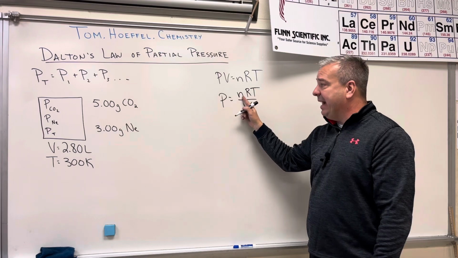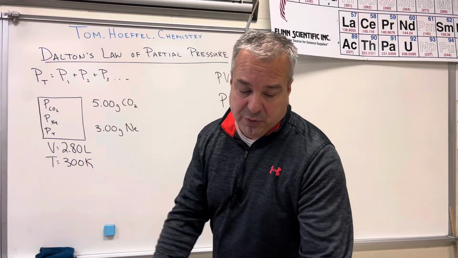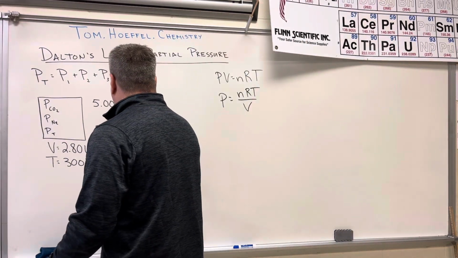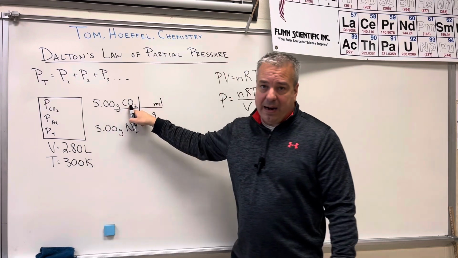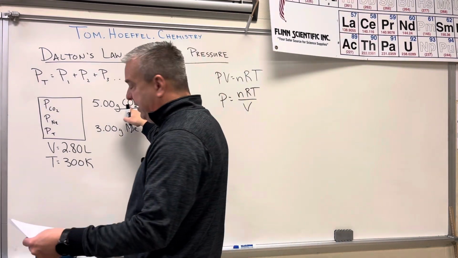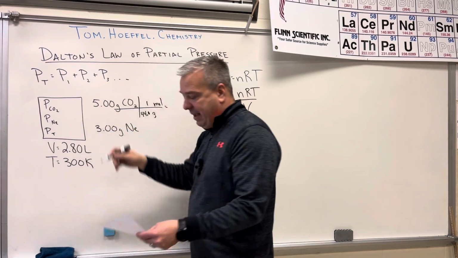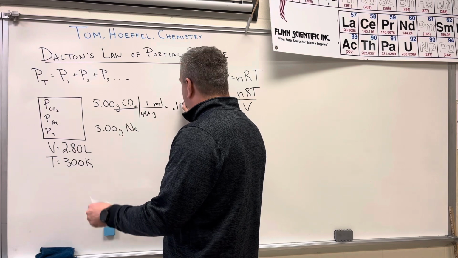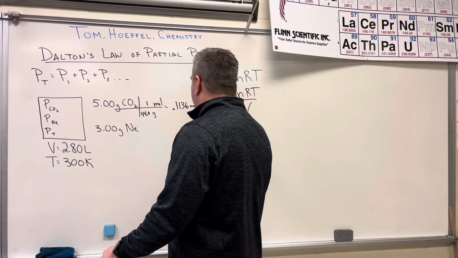Now, I need to have the moles, and I don't have them. I only have the grams. So the first thing I'm going to do is convert these grams into moles. I'm going to add up 2 oxygens and a carbon, and that's going to total 44 grams per mole. And when I do that math, the carbon dioxide comes out to be 0.1136 moles of carbon dioxide.